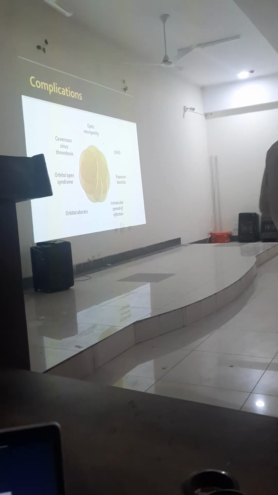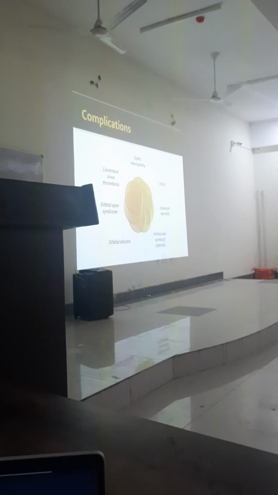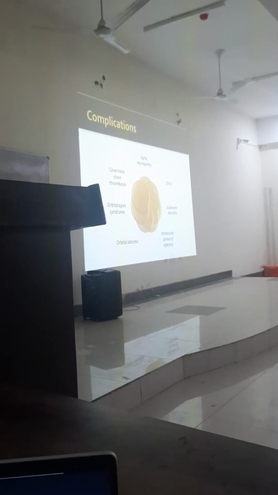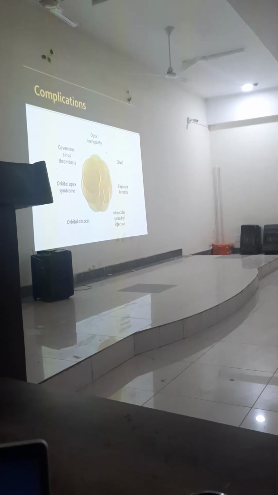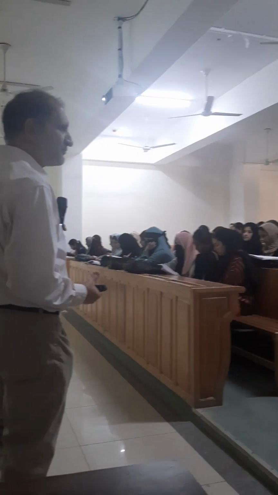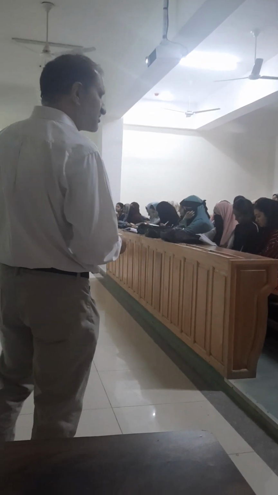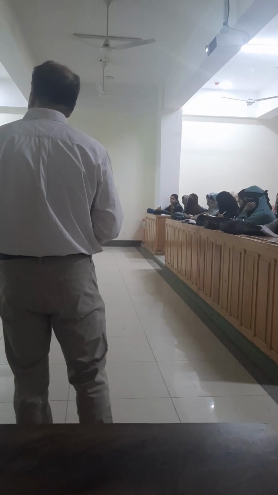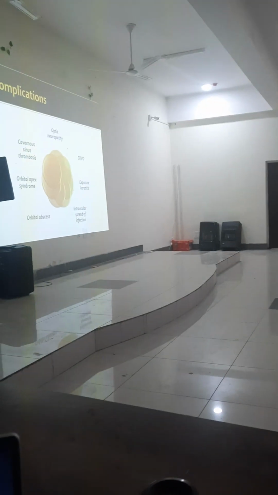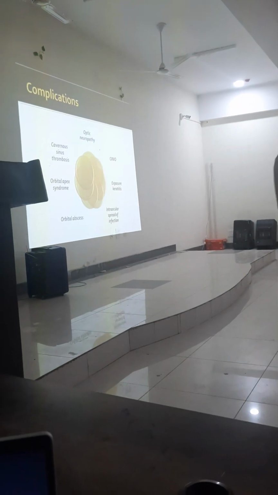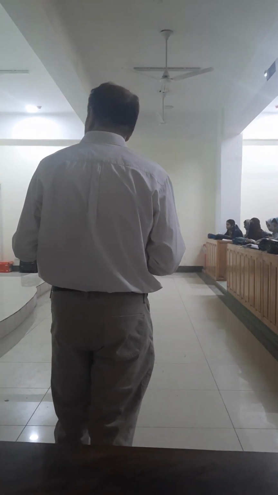I told you about other complications. She has put one or two more complications. Optic neuropathy: there will be high pressure in the orbit, it can compress the optic nerve and cause optic neuropathy. CRVO, central retinal vein occlusion, it can cause because there is a raised IOP in the eye. Cavernous sinus thrombosis, that you know.